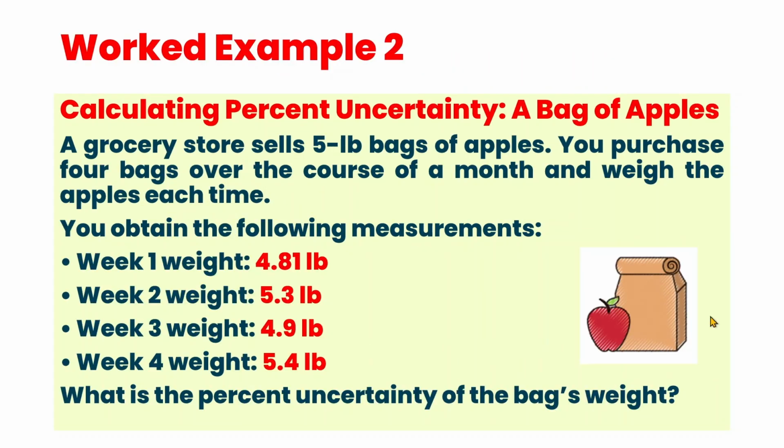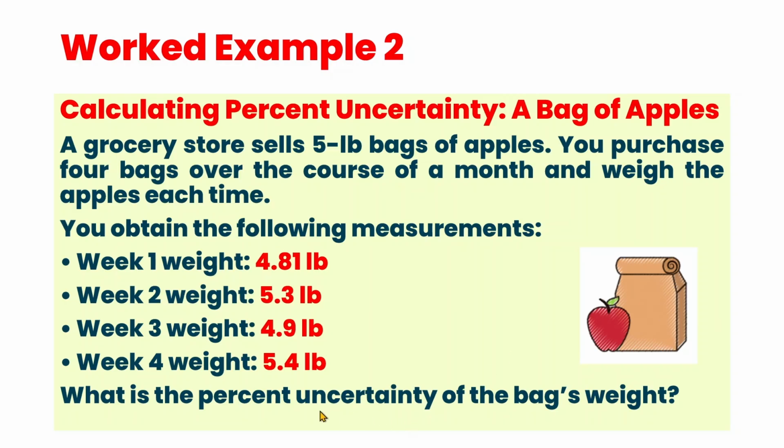Example, let's calculate percent uncertainty of a bag of apples. A grocery store sells 5-pound bags of apples. You purchase 4 bags over the course of a month and weigh the apples each time. You obtain the following measurements. Week 1 weight is 4.81 pounds. Week 2 weight is 5.3 pounds. Week 3 weight is 4.9 pounds. And week 4 weight is 5.4. So what's the percent uncertainty of the bag's weight?